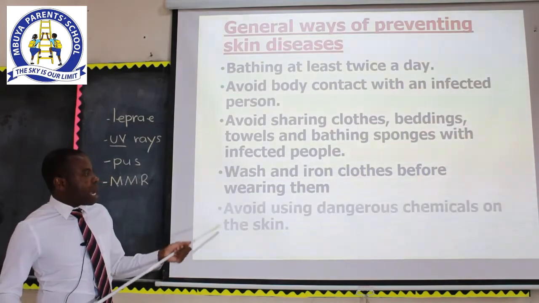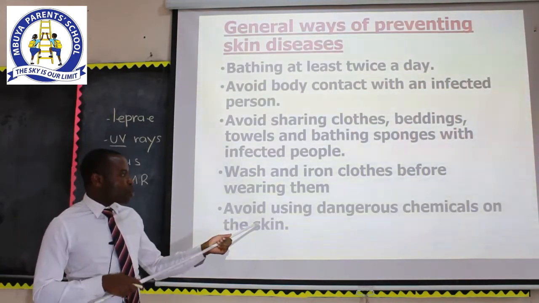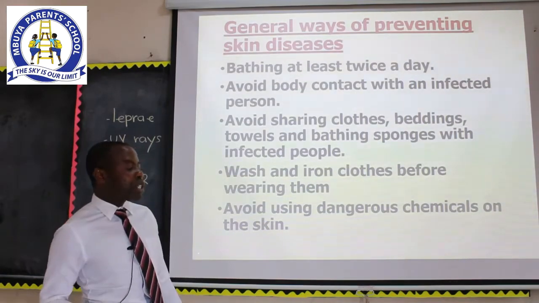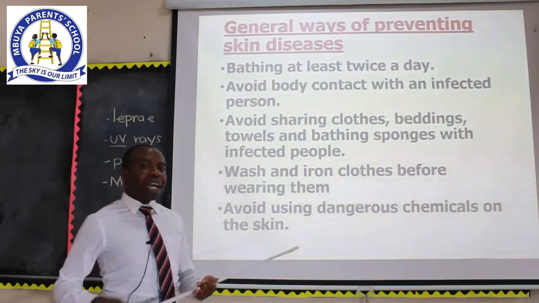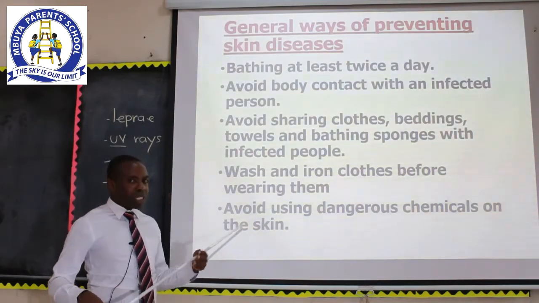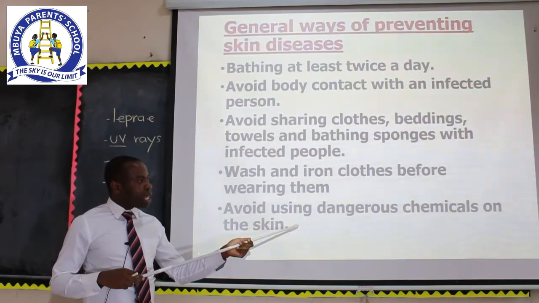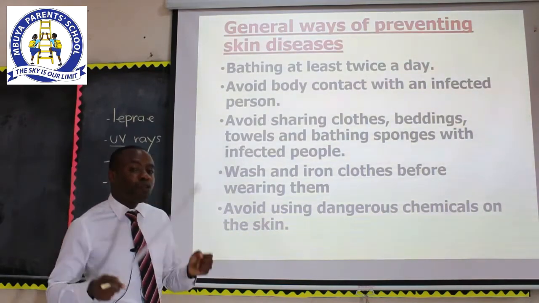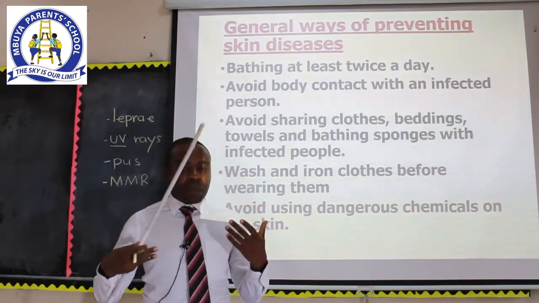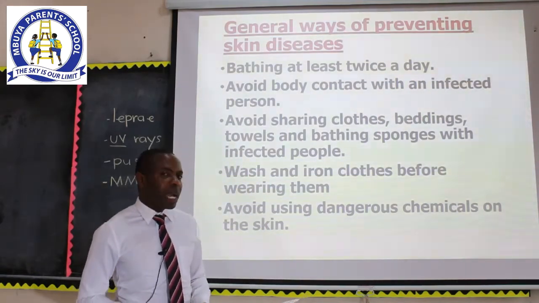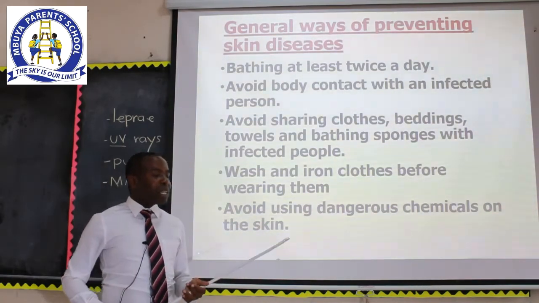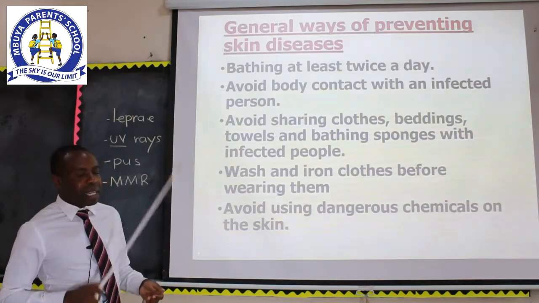Apart from that, remember we talked about skin cancer, and we said it comes as a result of exposing the skin to ultraviolet rays or using dangerous chemicals on the skin. And for this case, if possible, you have to visit the doctor and get the right Vaseline and medicated soap to use on your skin. Otherwise, if you apply dangerous chemicals, then you are going to end up having what you call skin cancer.